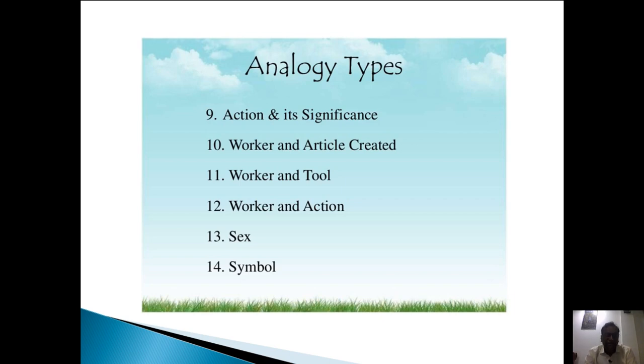These are the remaining types. Action and its significance. Maybe some question will show the action and you will have to find out the significance of that action. Such questions also ask worker and article created, worker and tool, worker and action, sex, symbol, etc. It depends on what kind of question they are asking. If they are asking from this category, you will have some examples in coming slides so that you can understand how a question comes, how a question is asked in the examination, and how you would solve it.